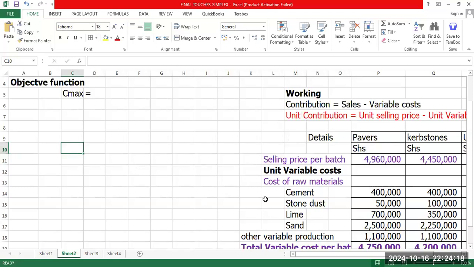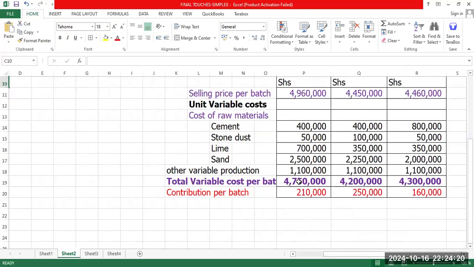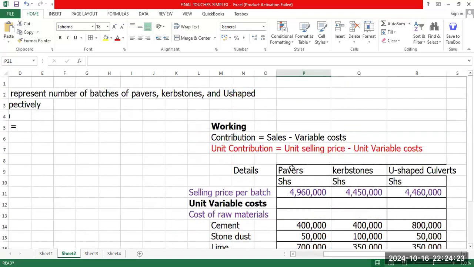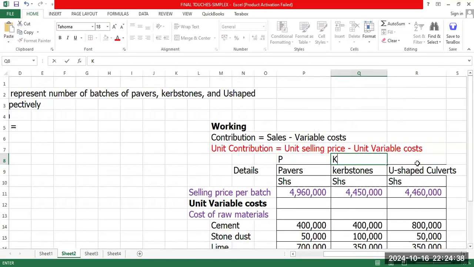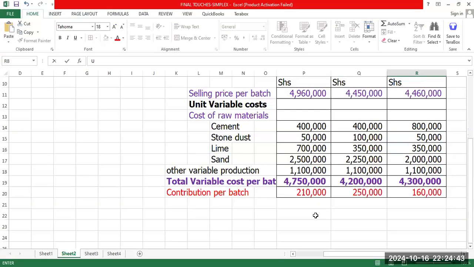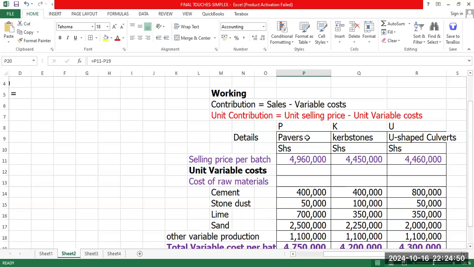Okay, so it implies that this company, remember, pavers, this is your K. Is it K or P? This is P. This is P. This is K. Then lastly is U. So it means that you will be earning this amount of money on every batch of pavers you produce.